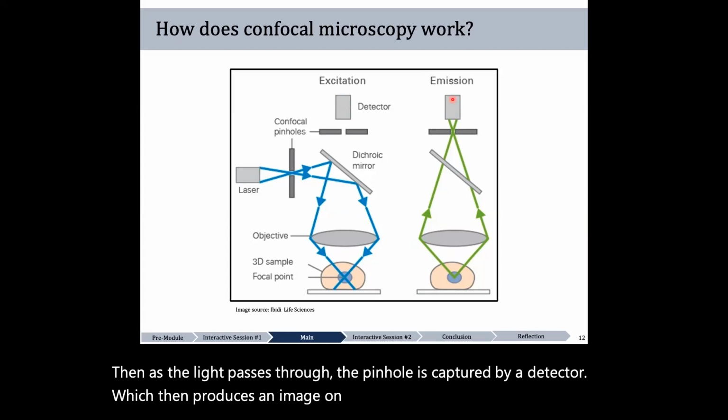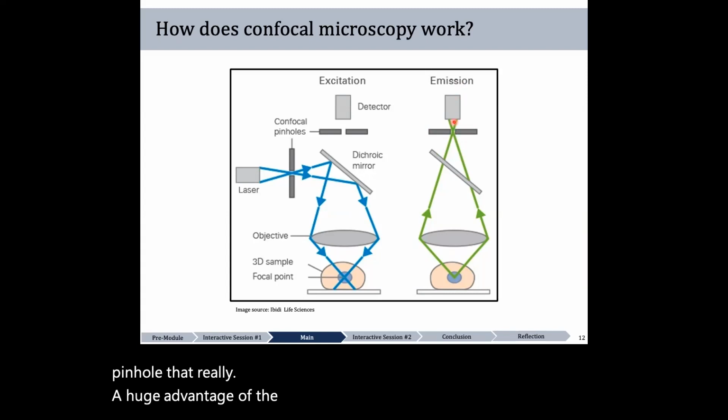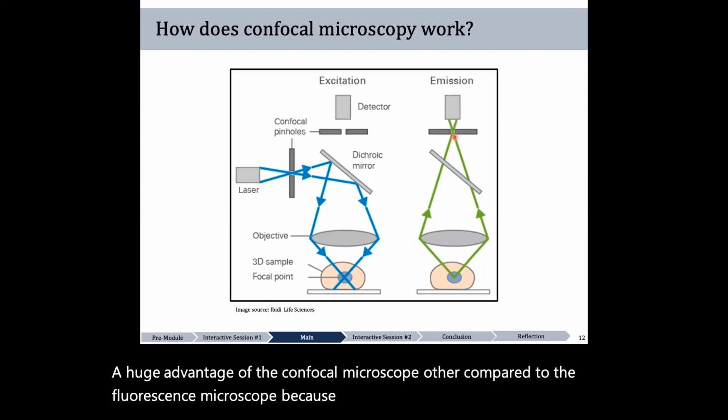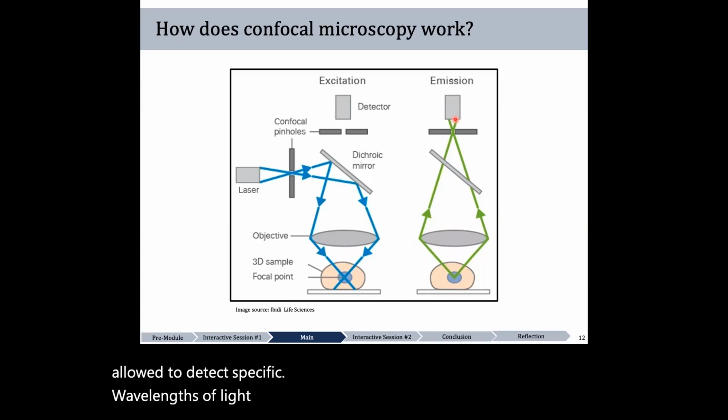So yeah, it's really this pinhole that is a huge advantage of the confocal microscope compared to the fluorescence microscope, because with the pinhole feature you're allowed to detect specific wavelengths of light. You can really control the plane at which you're imaging.